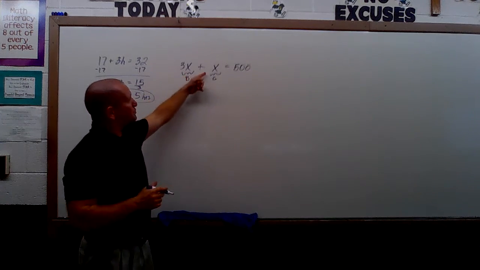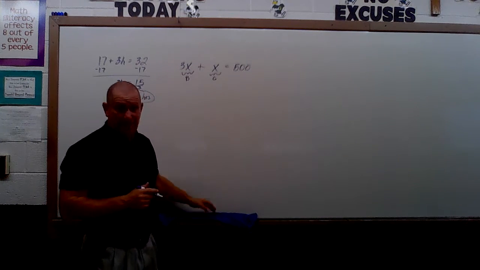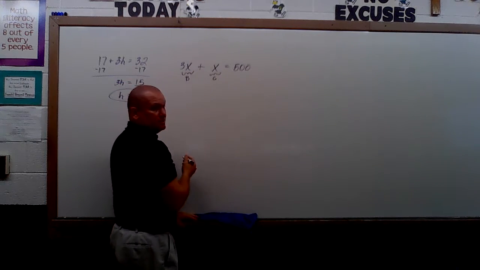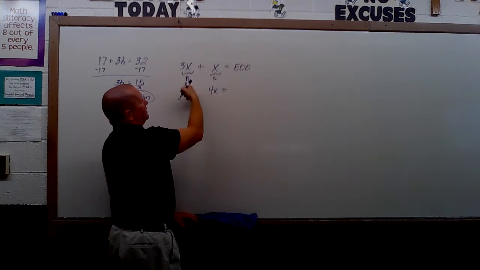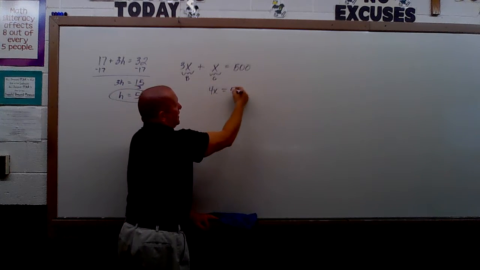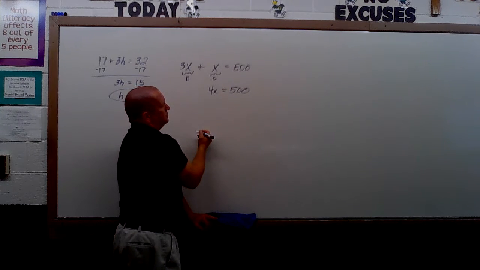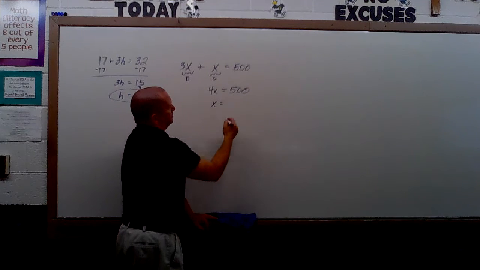So then, now can I do the problem? Can I take 3X plus X? Yes. Right? This is just combining like terms. What's 3X plus X? 4X. Because now instead of thinking of you as boys and girls, we're thinking of you as 7th graders. The 7th graders had 4X of 500. So then how would I find out what X is? You divide by 4. I divide by 4. What's 4 into 500?